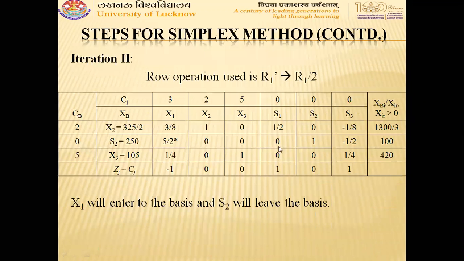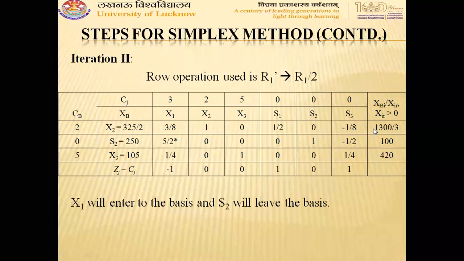So here iteration 2 is obtained. Again x2 replaced S1. You can see in place of S1 I have written x2, and in the same manner the cost of x2, which is 2, is written, so in CB the first element will become 2. Again net evaluations are calculated, and in ZJ minus CJ we obtain the first net evaluation as minus 1, and the other net evaluations are non-negative. So x1 will enter the basis.